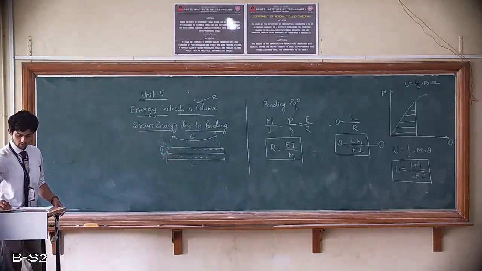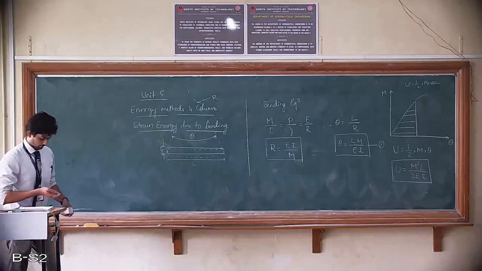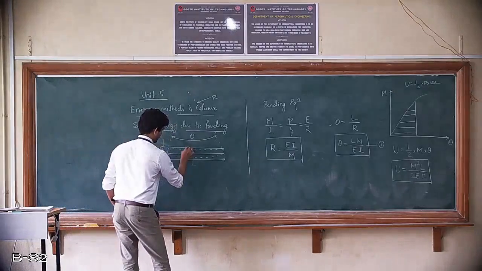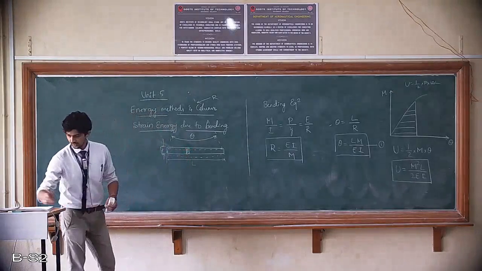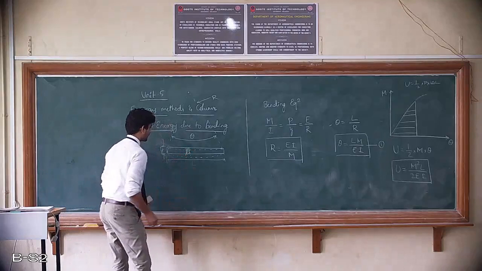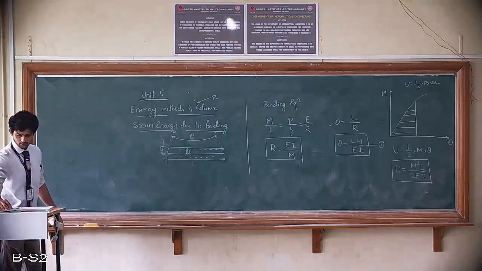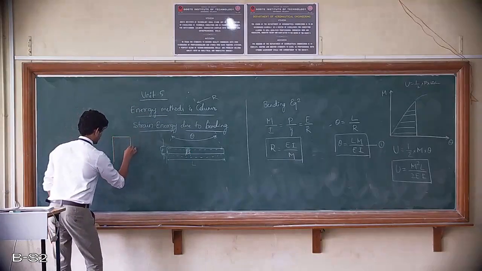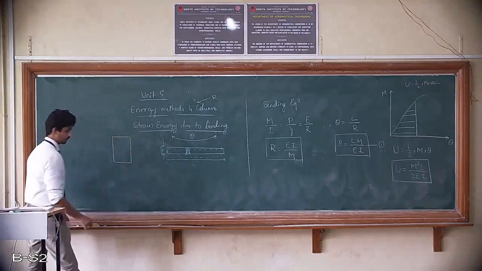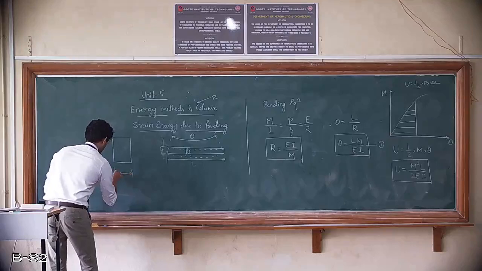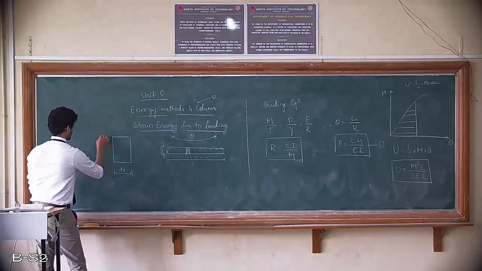I am going to consider a small section of that beam. This is the section I am interested in. Now, I am going to redraw the same section in an enlarged form, which has a certain length dx. Let us define the width to be dy.